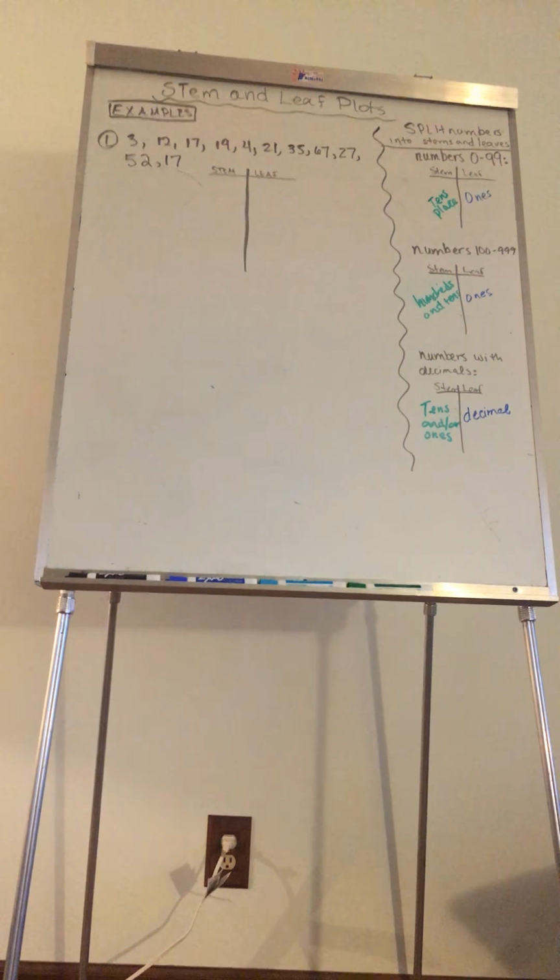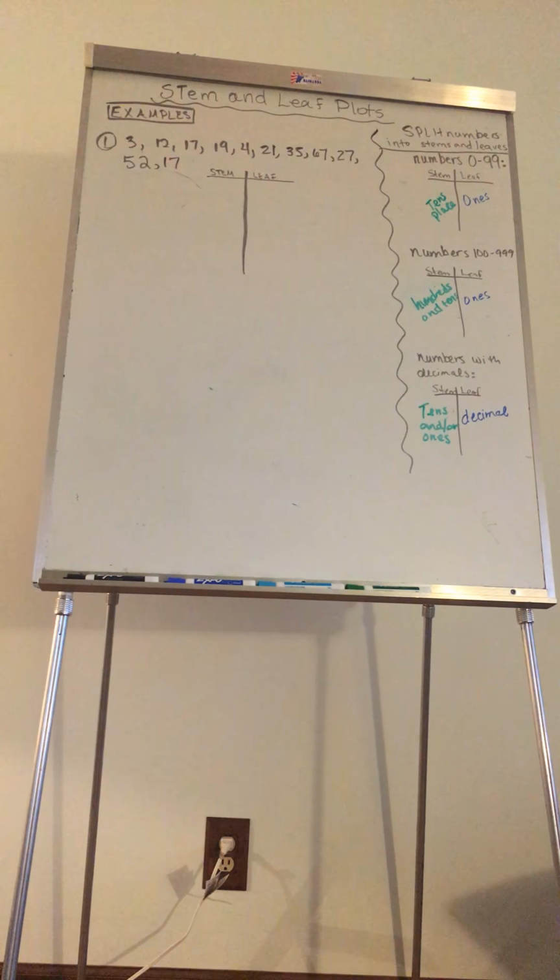Hey guys, today we are moving on to stem and leaf plots. Yesterday and the day before we did dot plots. This is slightly different. The dot plot is horizontal, this is vertical. They're kind of similar though and a little bit different. We'll talk about how they're different. So basically you're splitting your numbers up into two parts.